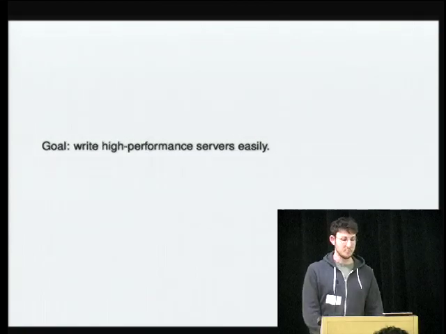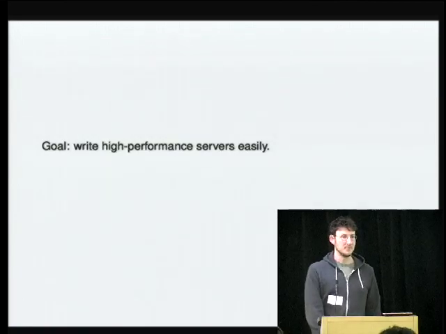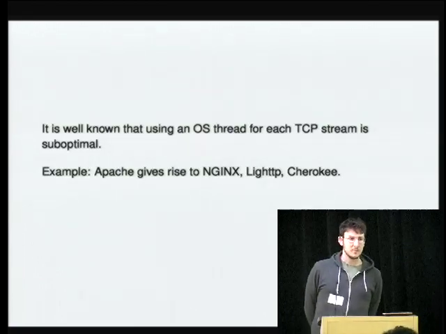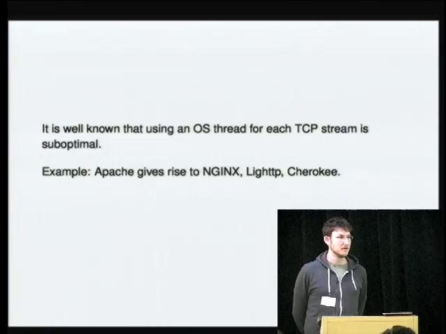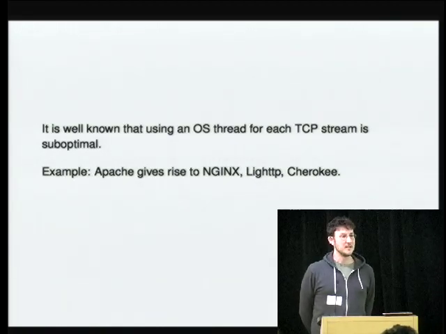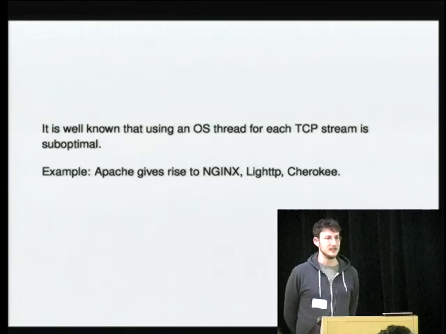So we want to write high-performance servers easily. Important point is easily. I think writing high-performance servers is kind of a solved problem. What we want to do is be able to throw them together in a matter of minutes instead of months. So without going into too much detail, I think it's well known that using an OS thread for each TCP connection to your server is not optimal. These threads are too heavyweight to be handling many thousands at a time. The context switching and the memory overhead is just too much.